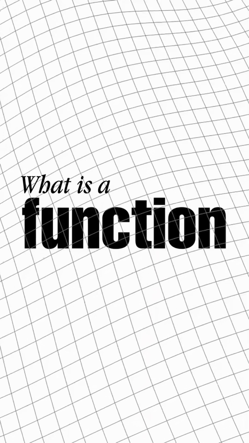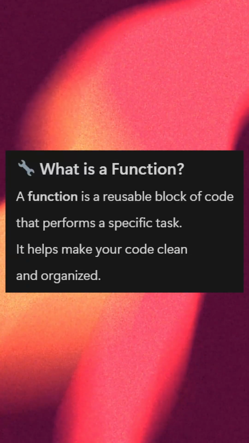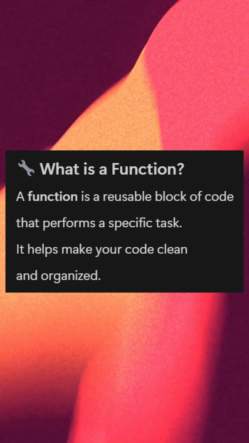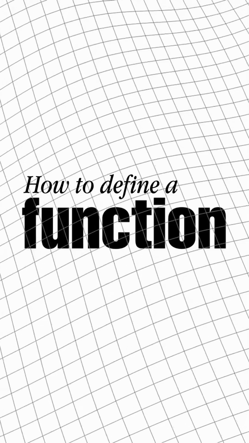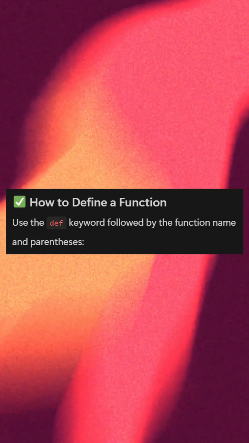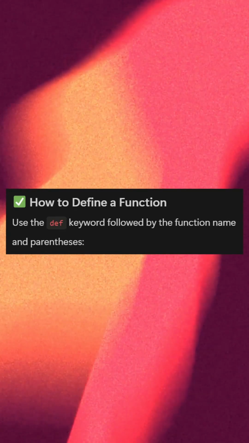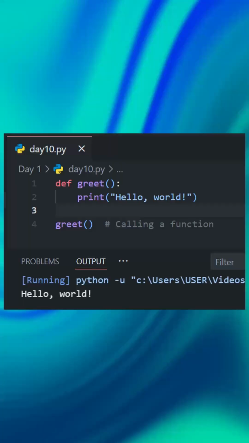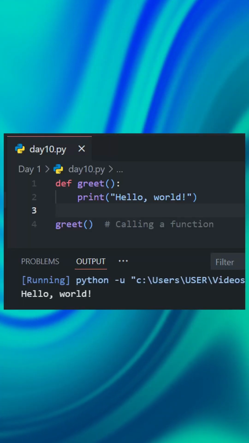What is a function? A function is a reusable block of code that performs a specific task. It helps make your code clean and organized. How to define a function? Use the def keyword followed by a function name and parentheses. Here's how you do it. How to call a function? Simply use the function name followed by brackets and parameters.